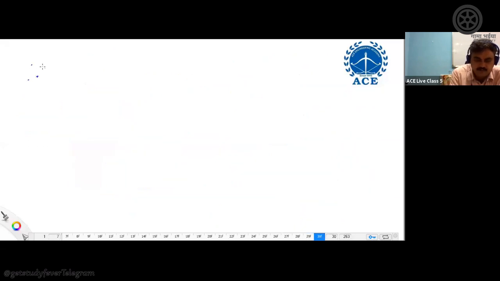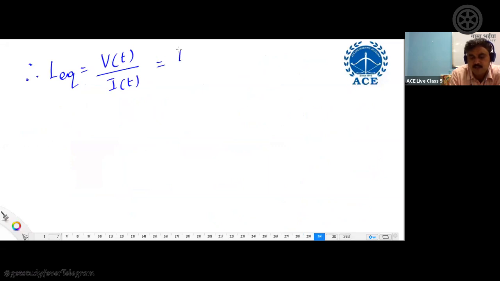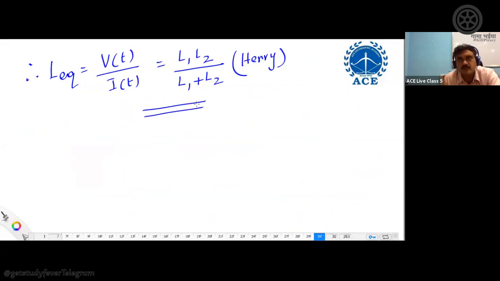Therefore, the value of L equivalent is the ratio of V of t by I of t. So this will be equal to L1 L2 divided by L1 plus L2 without mutual inductance. Remember that. Okay, it is the same logic. Just like two resistors in parallel, R1 R2 by R1 plus R2, inductors also when connected in parallel, L1 L2 by L1 plus L2.